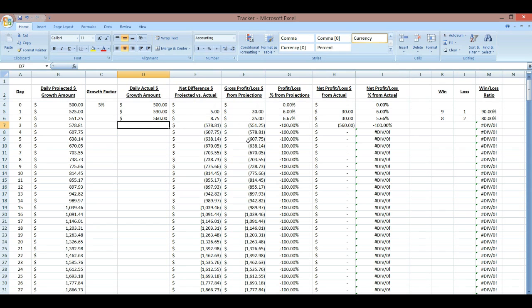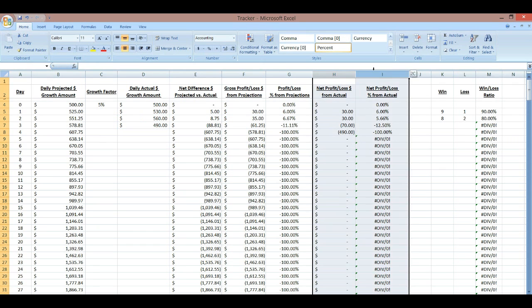Let's say you had a bad day. Okay, you go down to 490. Self-explanatory. Net difference 88. From our projections from our previous day, we are down $61. You had a loss of 11%, but in all actuality, you didn't lose $60, $61. You lost $70 from the previous day. You lost 12.5%. Again, this is what I pay more attention to.